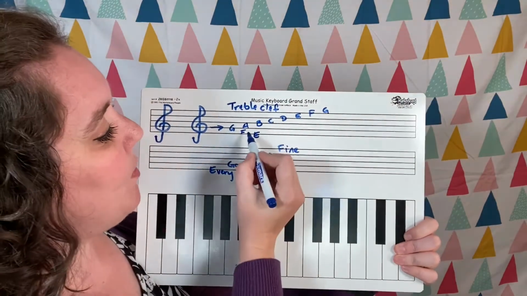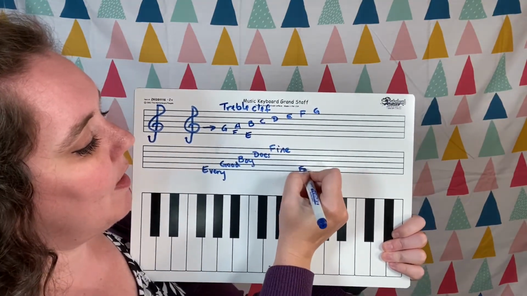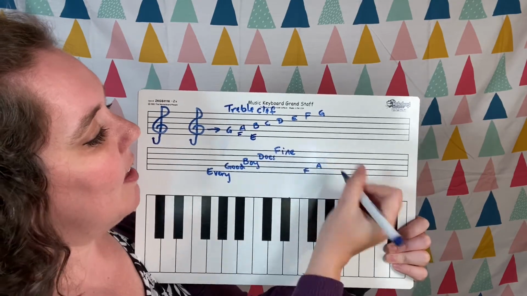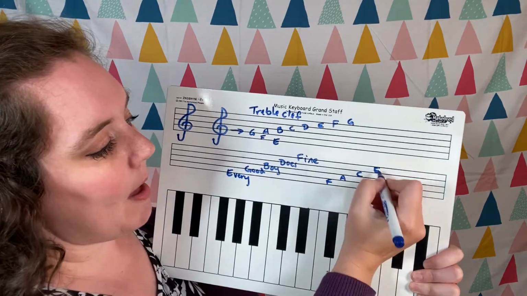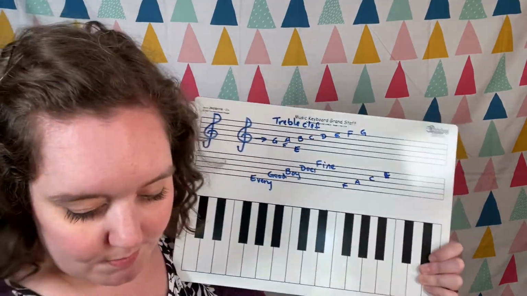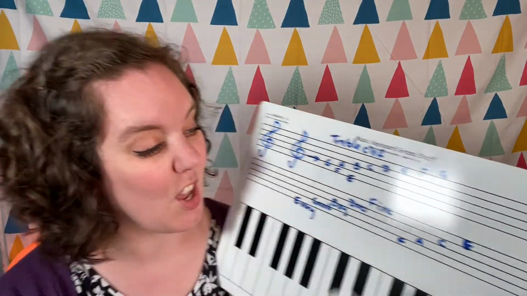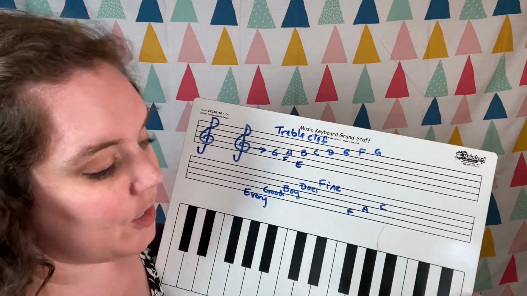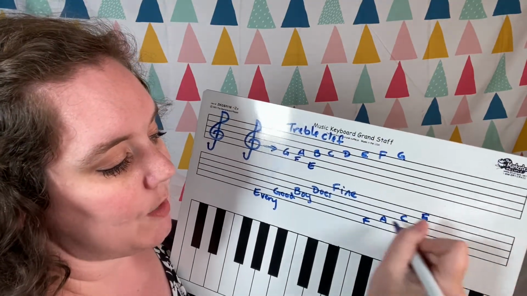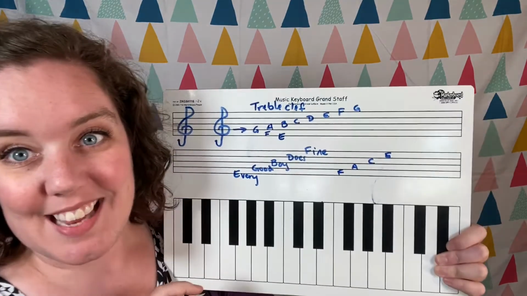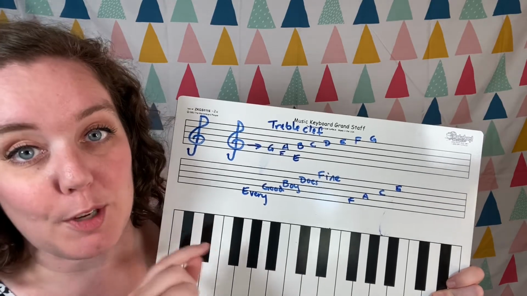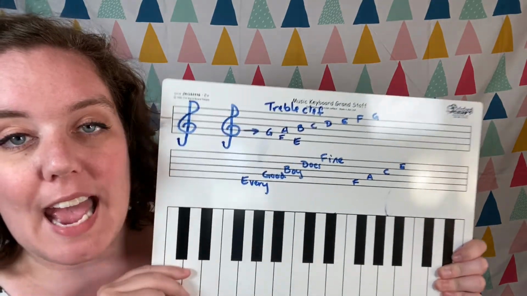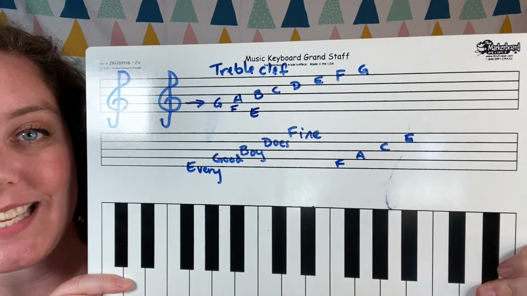The spaces, if you take them out, the first space is F, the second space is A, the third space is C, and the fourth space is E. So the great thing about this is that that's already an acronym or a word on its own. You don't necessarily need a mnemonic device for it. It is face is what it spells. So the lines of treble clef are every good boy does fine, or E, G, B, D, F, and the spaces are face, F-A-C-E.